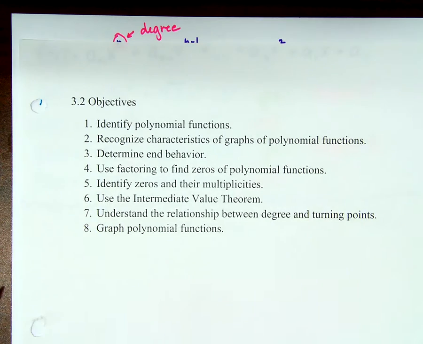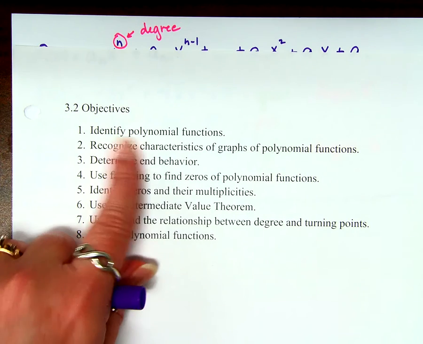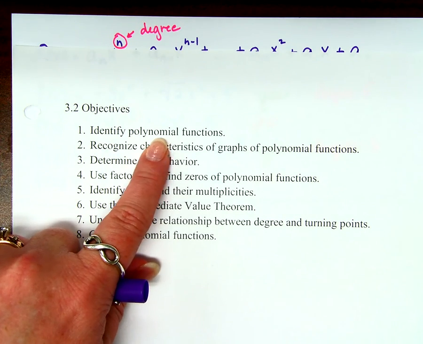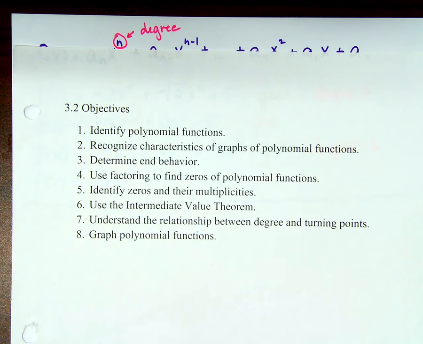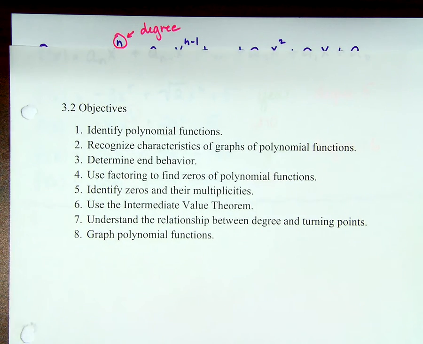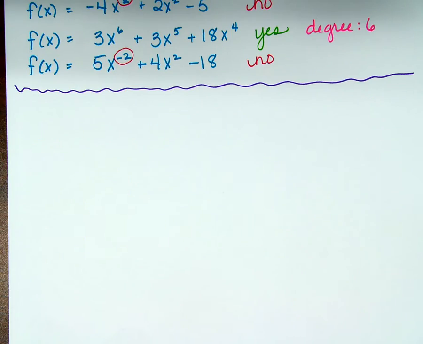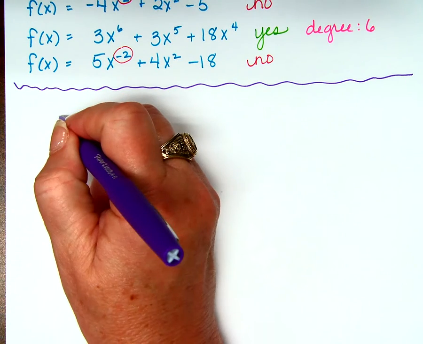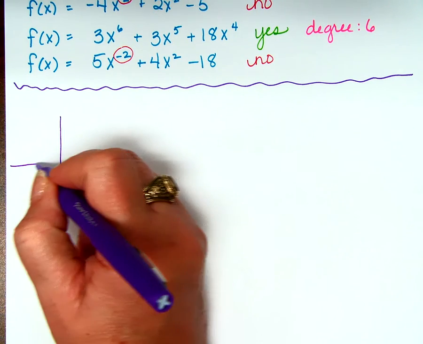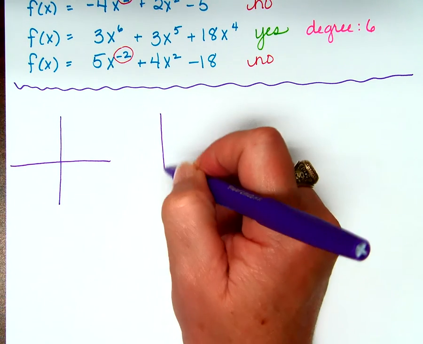Our next objective. Are you comfortable identifying polynomial functions? Okay. Our next objective says recognize characteristics of graphs of polynomial functions. So I'm going to give you four examples, and you're going to tell me either yes, it's a polynomial function just by looking at the graph, or no. Is that right if I go ahead and draw all four of them right at the beginning? We can talk about them from there.